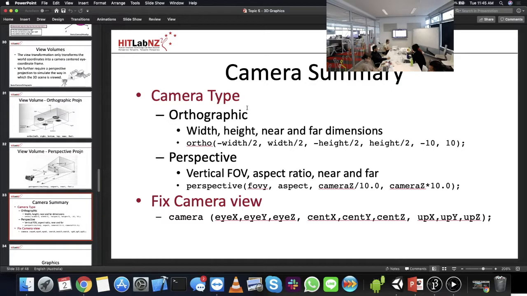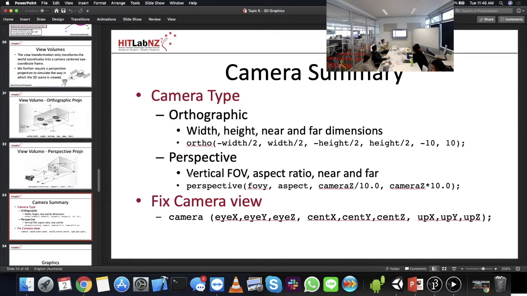So just in summary, there's only really two types you're ever likely to come across. I'm sure there's probably other theoretical projection types, but I'm not familiar with any, and I've never seen any in anything that I've come across. Effectively, you have orthographic, which is really good for doing measurements and aligning stuff accurately, where you give it the width, the height, the near and the far dimensions. And then we have perspective, which is more related to the way we perceive things in the real world.